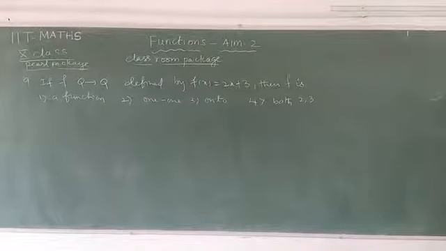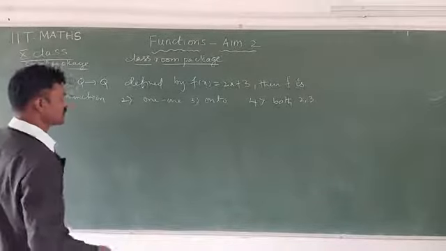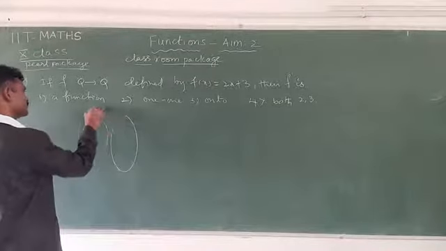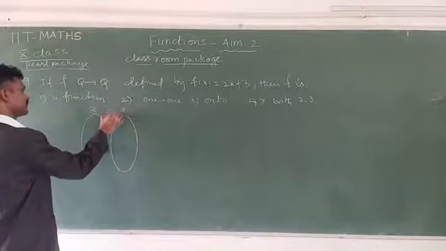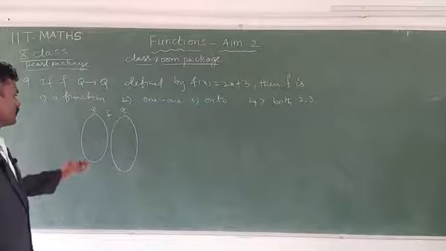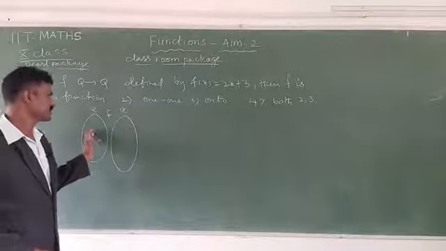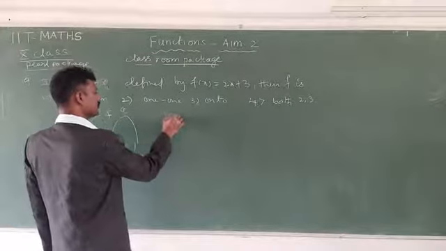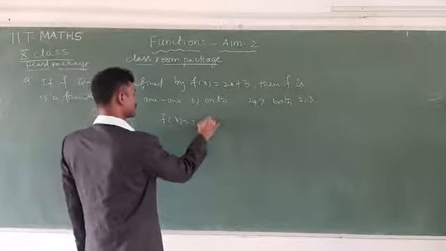Now, ninth question. If f is mapped from Q to Q defined by f of x is equal to 2x plus 3, then f is, here this is Q, rational numbers, and the function is f. Here rational numbers include natural numbers, whole numbers, integers, and p by q form numbers. Now here f of x is equal to 2x plus 3.